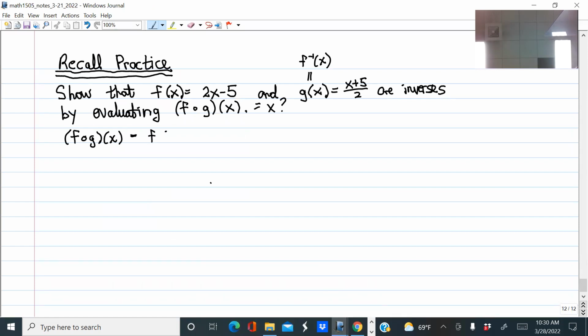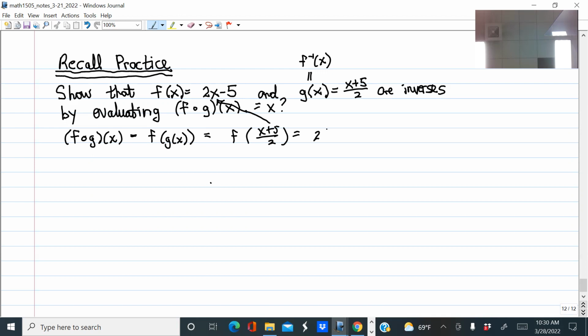So f composed g of x means f of g of x, right? That's the basic definition of composition. And so then we just start doing the evaluation here. We know what g of x is because we have a formula for g of x, right? That's (x plus 5) over 2. So instead of g of x, you can write (x plus 5) over 2. And now you take all of this and plug it in for x in the formula for f.